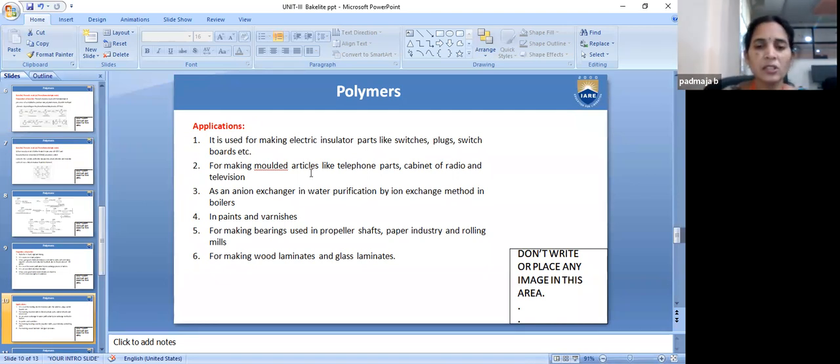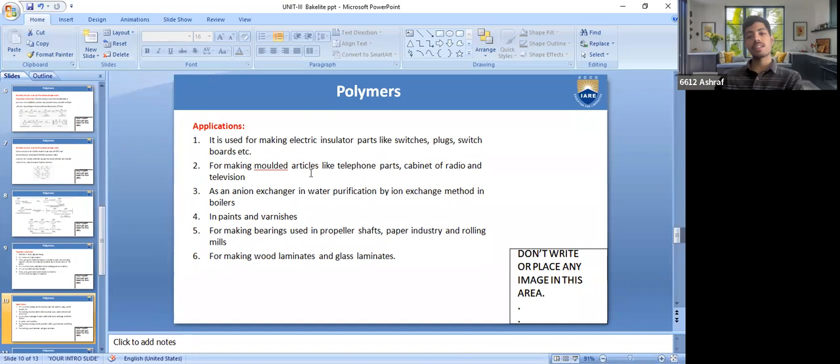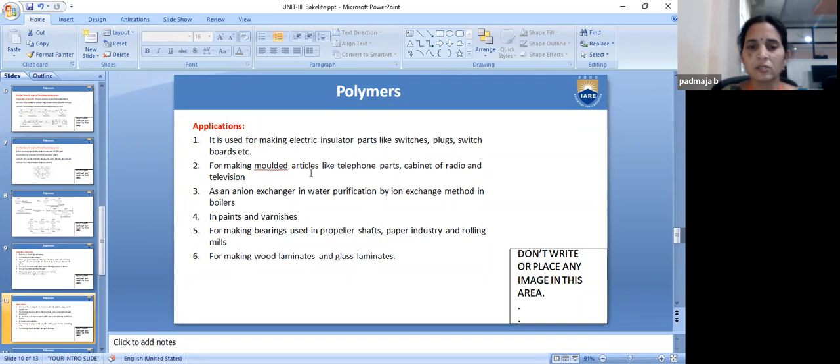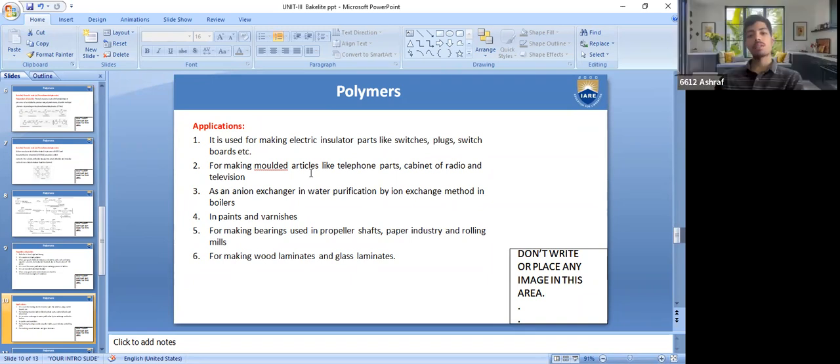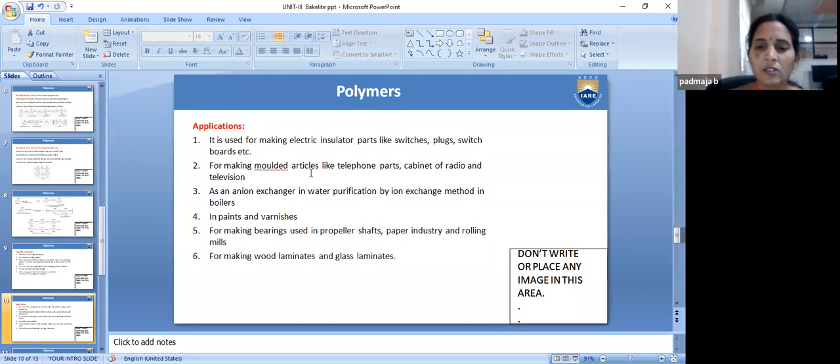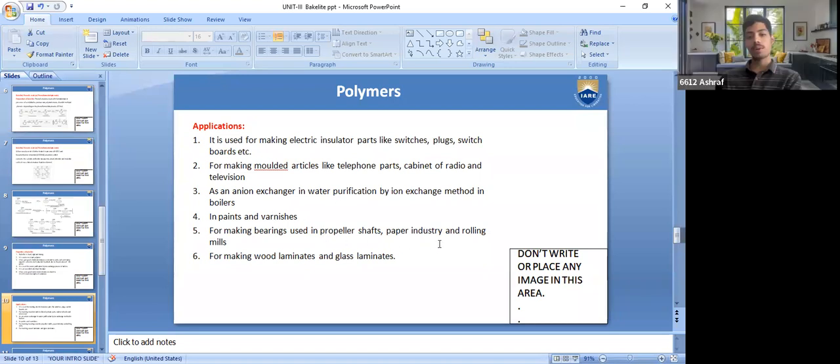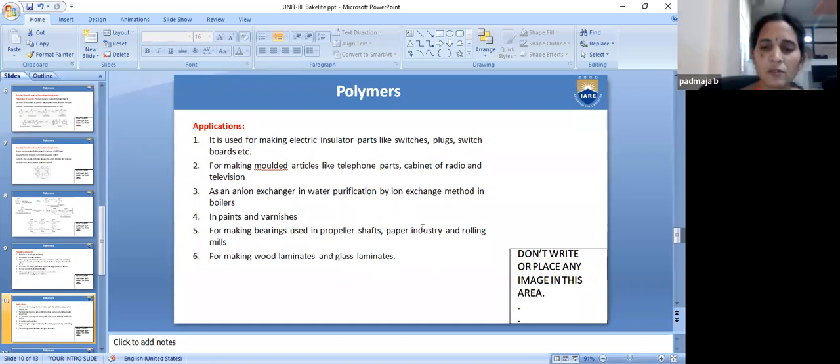What are the uses of Bakelite? For making electrical insulator parts like switches, plugs, switchboards. What else? Molded articles like telephone parts, cabinets for radio and television. In paints and varnishes also we will use it. For making wood laminates and glass laminates, we will use it in the paper industry and rolling mills. And we will use it as an anion exchanger resin for water purification. All these are applications of Bakelite.